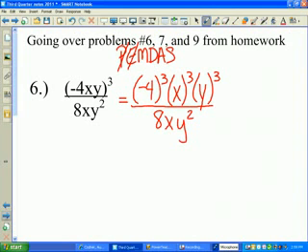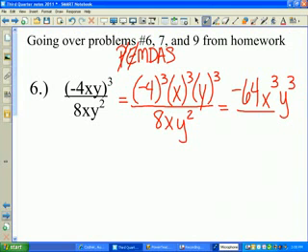Since I just took care of the parenthesis, we're going to take care of the exponent now. Negative 4 raised to the 3rd power is not negative 12, because it's just telling me negative 4 times negative 4 times negative 4, which will give me a negative 64. So negative 64x to the 3rd power and y to the 3rd power. And again, I'm just rewriting my denominator because it's coming along for the ride.